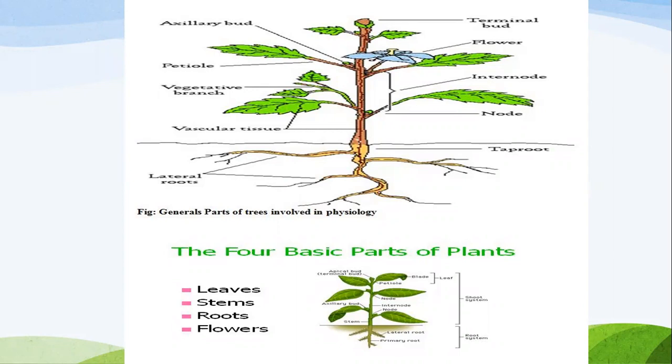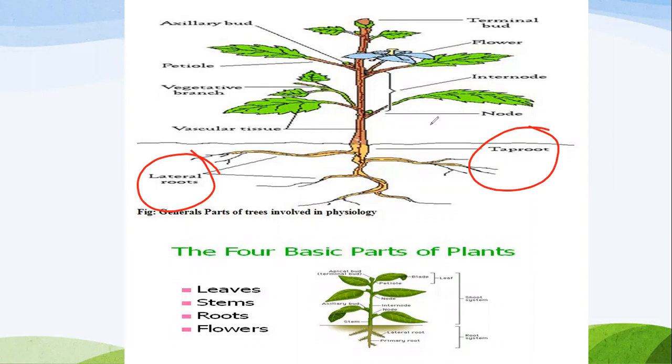So if we talk about plants, plants have different parts: leaves, stems, roots, flowers. This is very basic and everyone knows it. Even kids know that these are the basic parts of plants. Now, here you can see in the diagram that a root is differentiated into tap root and lateral roots. Because there are two types of roots: tap root and fibrous root.